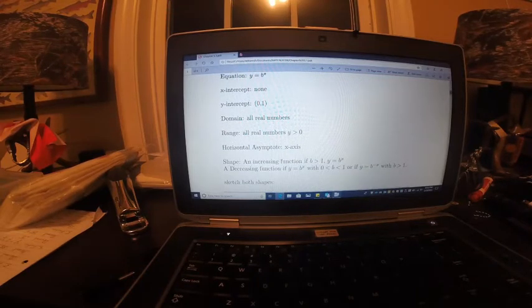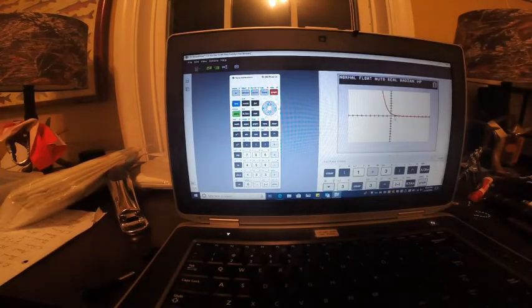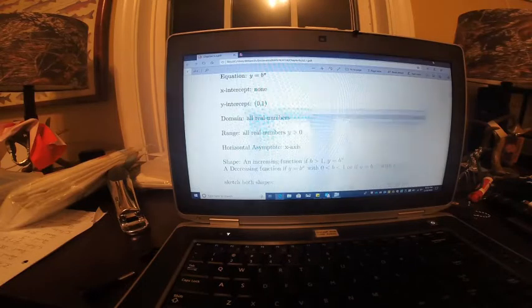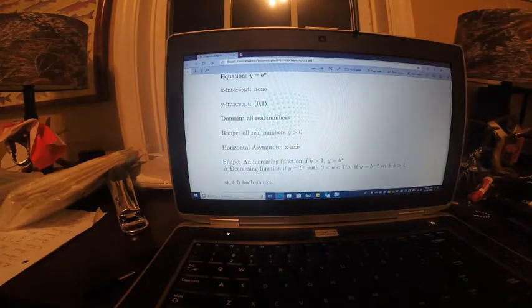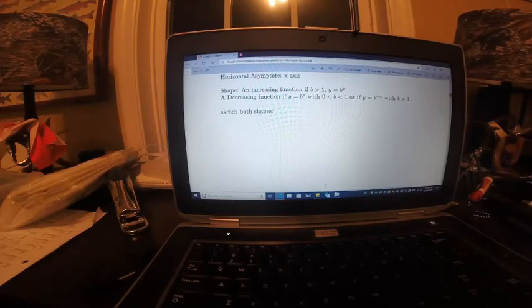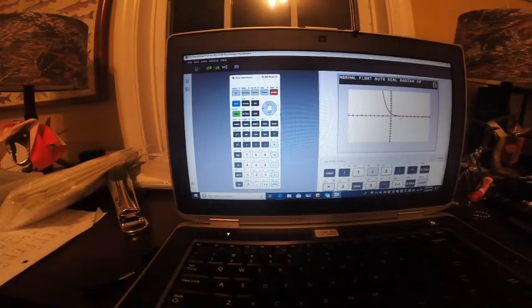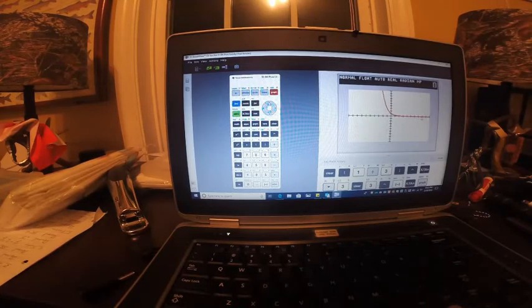Because if you look at your graph, your line never goes below that x-axis. Therefore, your y's are never negative. They're never less than 0. Alright. Your horizontal asymptote is the x-axis. An asymptote is just the line that you approach. Here, your line's approaching the x-axis.